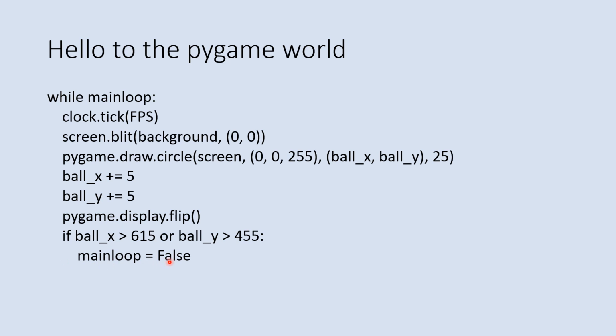If we set main loop to be false, when we get to that point, then we come back to the top of the loop and main loop is false, and so we don't go back into the loop. We'll skip to whatever comes after that. If we have the ball still on the screen, then this conditional statement would be a false statement, so main loop would stay true, and we would go back and keep going until we eventually run off the bottom or the side of the screen.